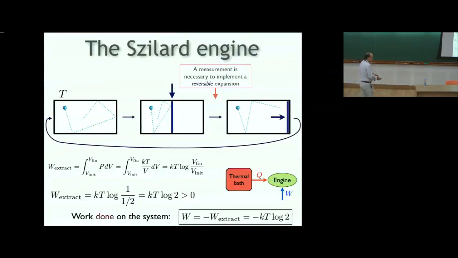You know, a reversible expansion is not like a free expansion. A free expansion of a gas, you have a piston, and if you don't put any force in the piston, there is a free expansion, and this is irreversible. You don't get work. To get work, you need to exert a force against the piston. So this is why you need the measurement. You need the measurement to put some force that balances the pressure, and then in the expansion you can get the work.